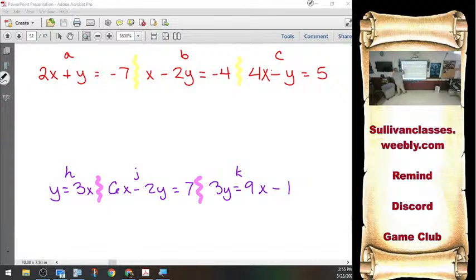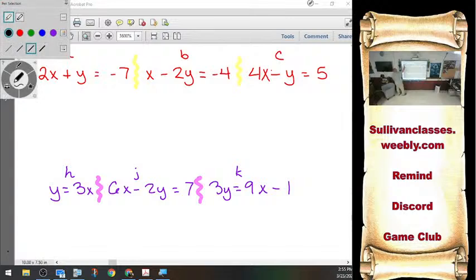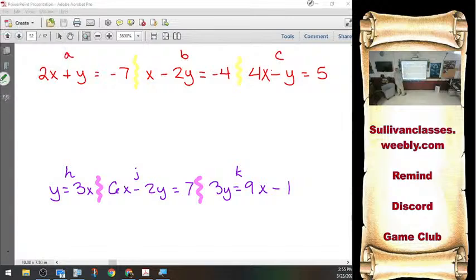I want line A in slope intercept form. Who's got to move? Subtract the 2x, yep. Getting y equals negative 2x minus 7.